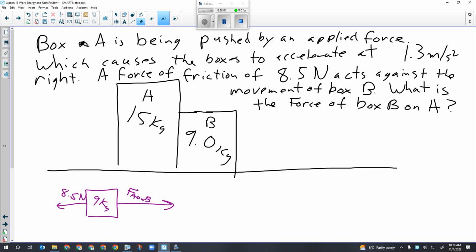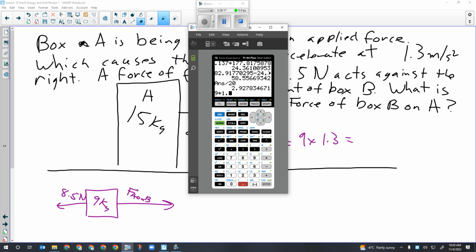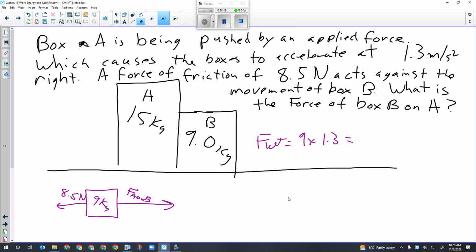All right, so first thing I want to do is find F net. Okay, so that's going to mean that I'm going to take the mass and the acceleration, so 9 times 1.3. That will give me the net force acting on box B. Okay, so it's 11.7 newtons.